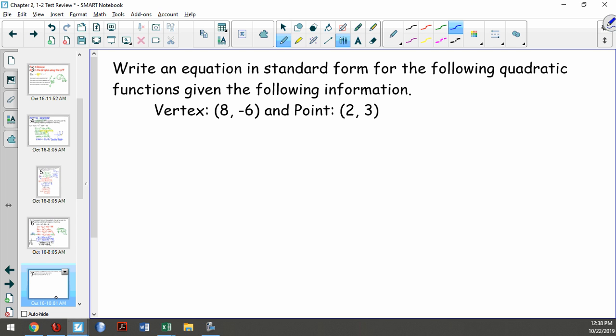Okay, well, what about this problem? I want you to give me the standard form of the quadratic that has a vertex of (8, -6) going through the ordered pair (2, 3). How do you go about that? Well, what is my standard form equation? y equals.